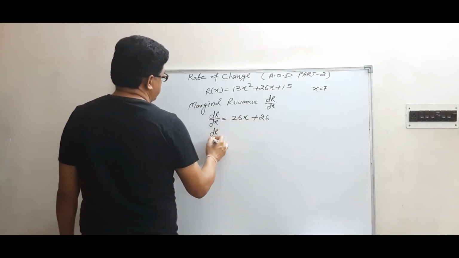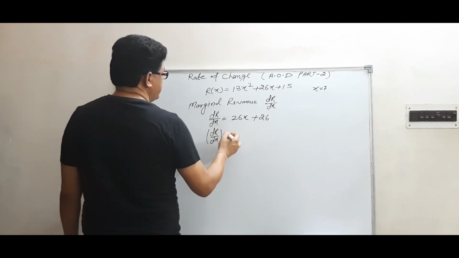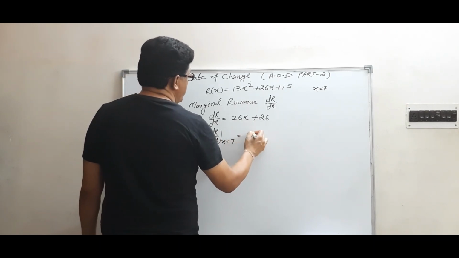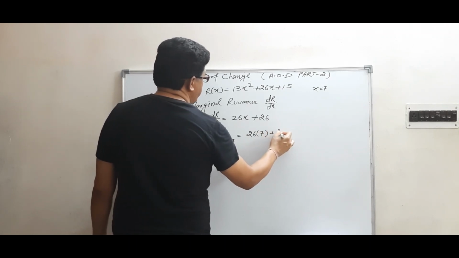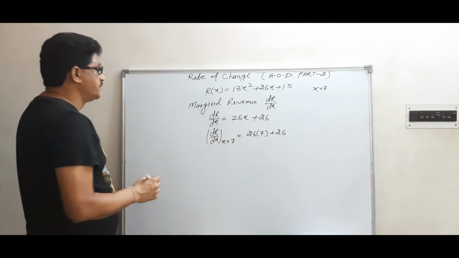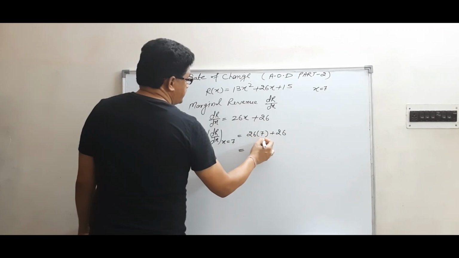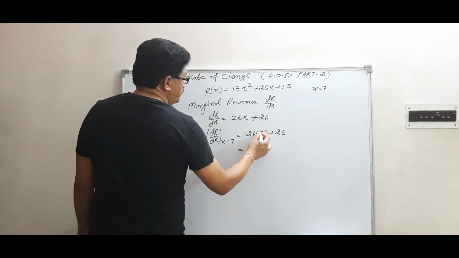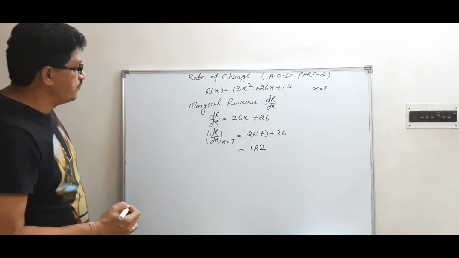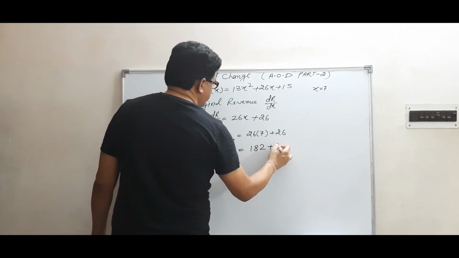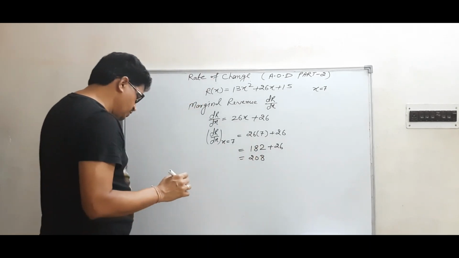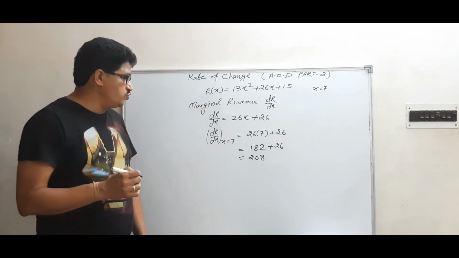dr upon dx at x is equals to 7. So 26 into 7 plus 26. 6 into 7, 42, 14 and 4, 18. 6 7 is 42, 14 and 4, 18, plus 26 is 208. So here marginal revenue is 208.